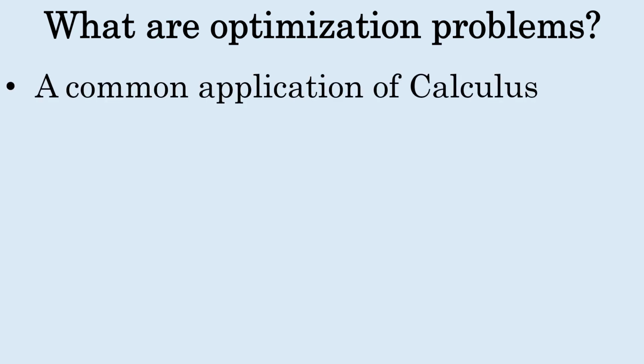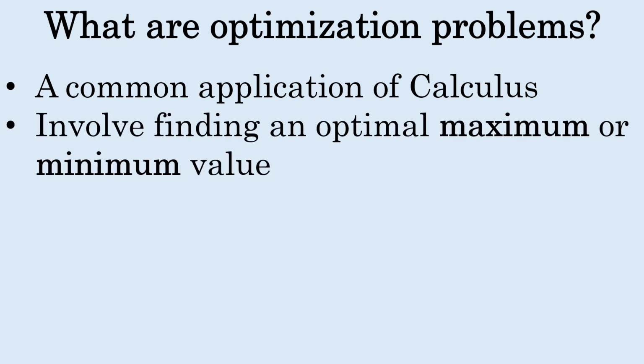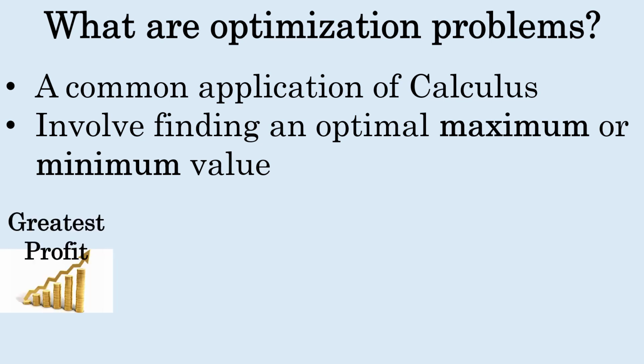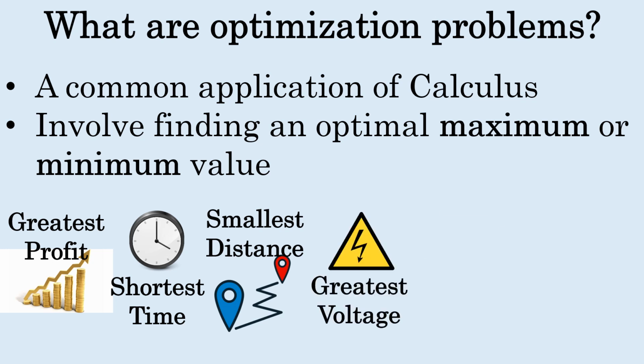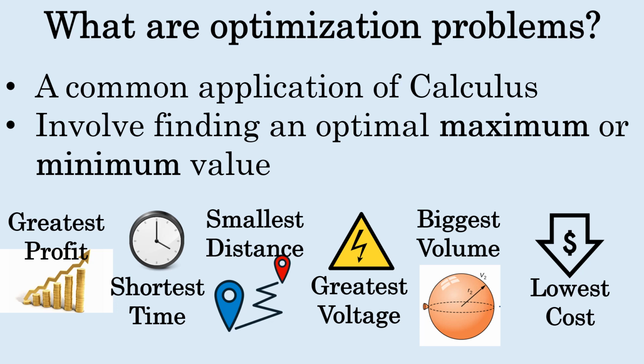Optimization problems are one of the most common applications in calculus. Optimization problems are problems that involve the determination of a maximum or minimum value. For example, greatest profit and shortest time are 2 examples of an optimization problem. Other examples include finding the smallest distance, greatest voltage, biggest volume, or lowest cost. All of these problems are examples of situations where you're trying to find a maximum or minimum value, which, by definition, is an optimization problem.